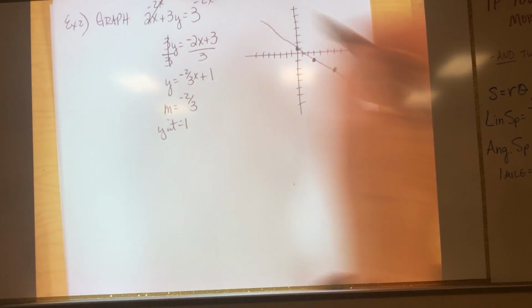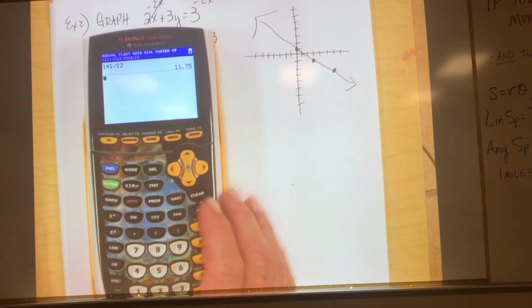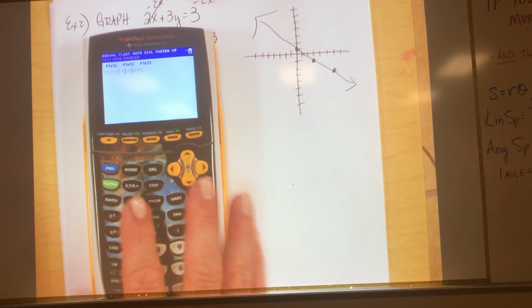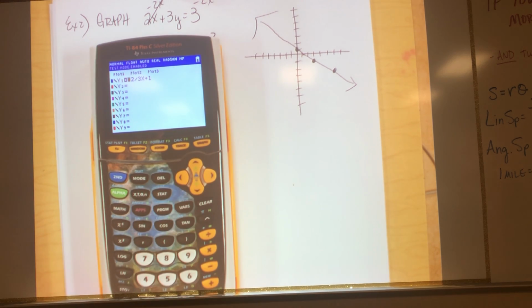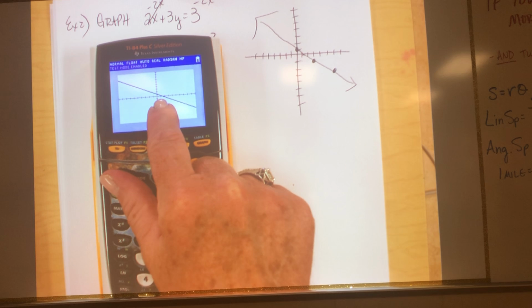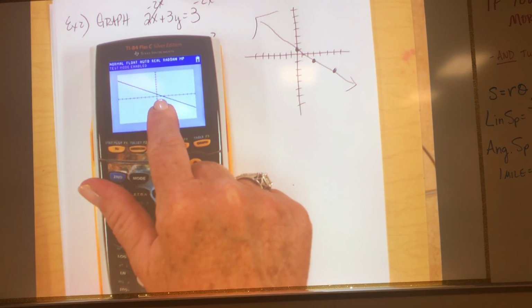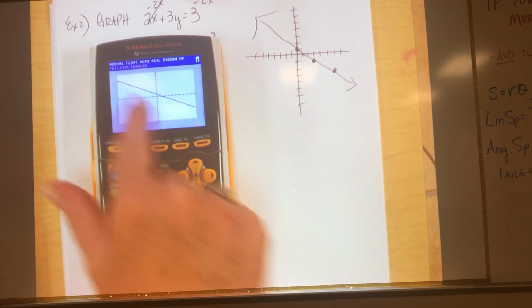Now, is there any way I could check this and make sure it's correct? Put it in your calculator? Yes. Okay? So why didn't I teach you in your calculator? Because here's what kids do. They go here, and there's my equation right there, negative 2/3 x plus 1, and then they graph. And they try to copy this, and that's where part of that 1 comes from, because they're thinking it goes through that 1 when it doesn't. So be careful trying to do that.